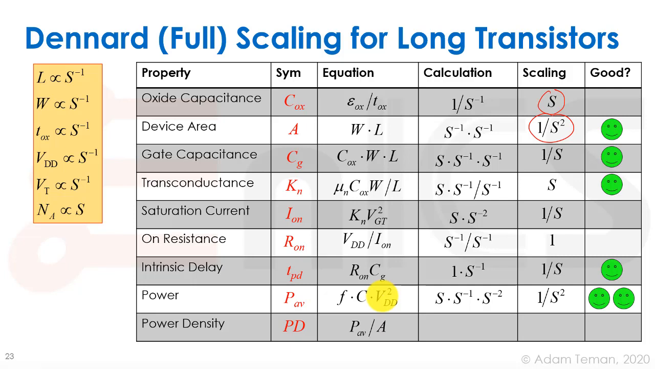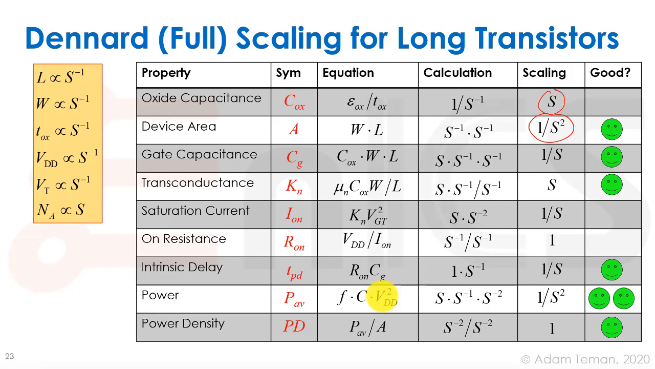Well, the average power we see is 1 over S squared, and we saw that the area is 1 over S squared. So it gives us a constant power density, and a constant power density means that we can use the previous heat dissipation options, such as packages and cooling and so forth, and they will still work across scaling generations, across technology generations.